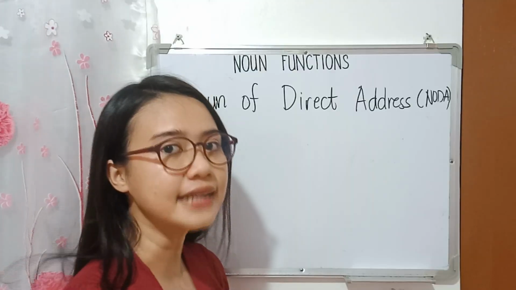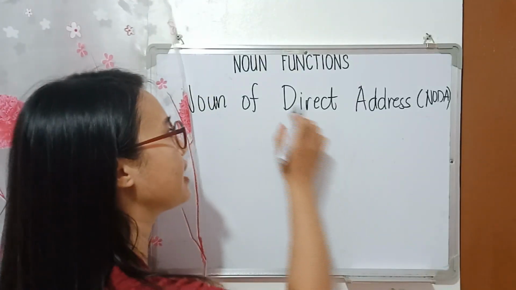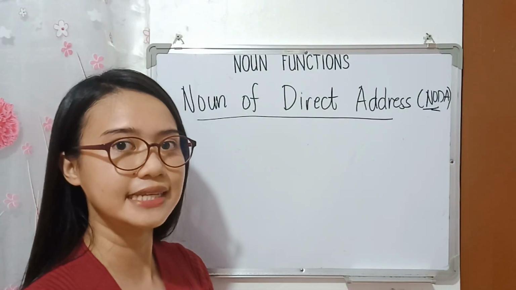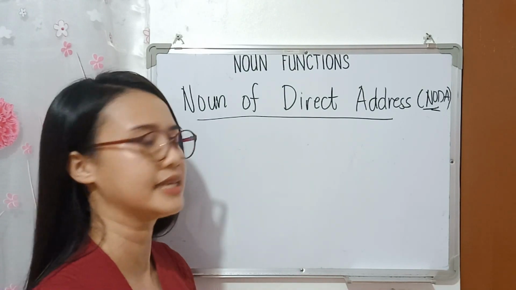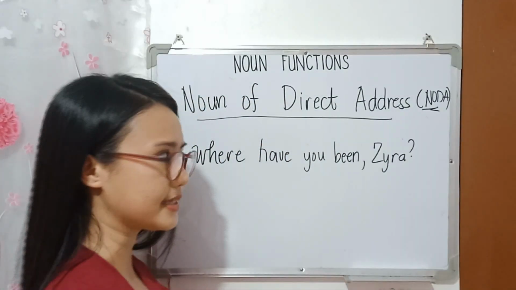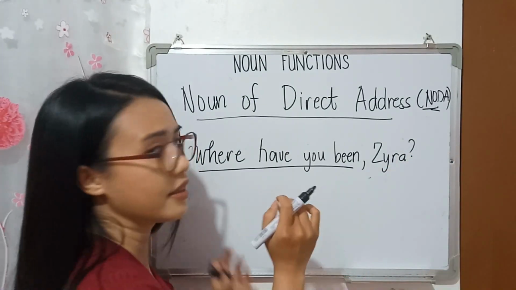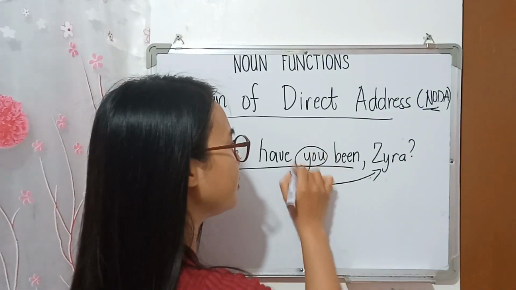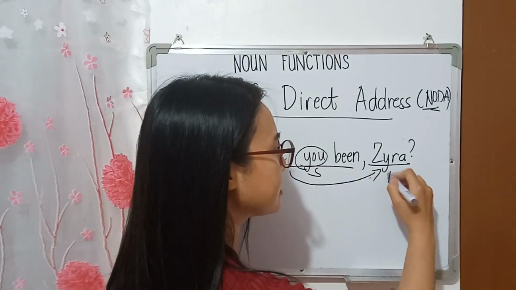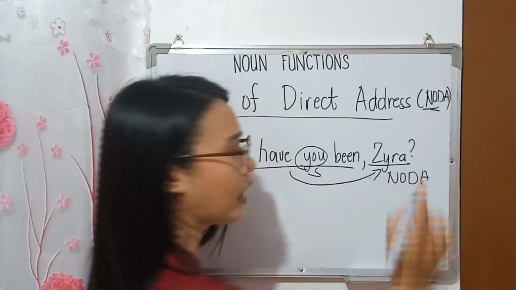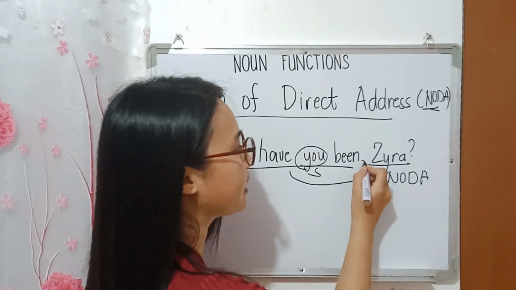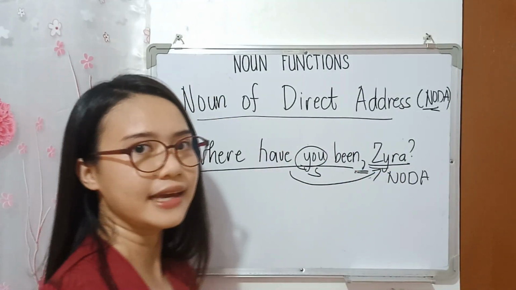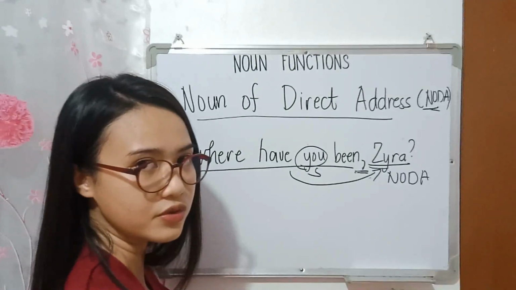The jolly person. The last noun function that I will discuss to you is the noun of direct address or the NODA. The noun of direct address or NODA is the person spoken to in the sentence. Example, in my sentence, where have you been, Zaira? This question, where have you been, is addressed to Zaira. You here is our subject. Zaira is the noun of direct address. Now, a direct address is separated from the rest of the sentence using a comma. If you will analyze the sentence, Zaira is the one spoken to in the sentence.